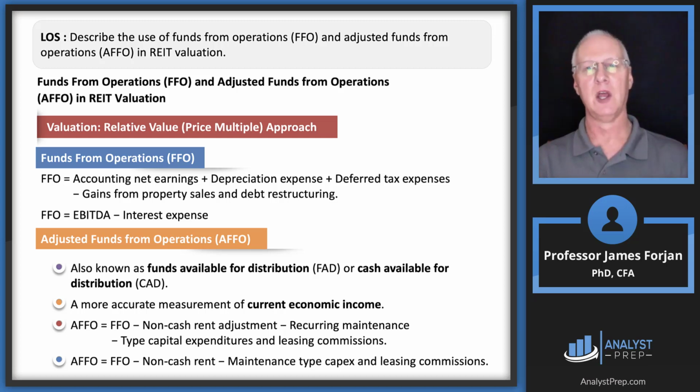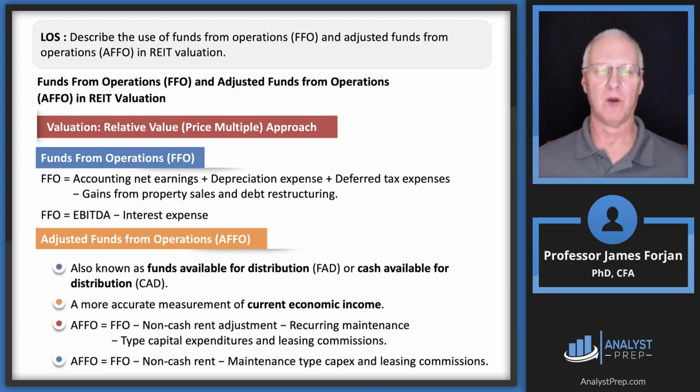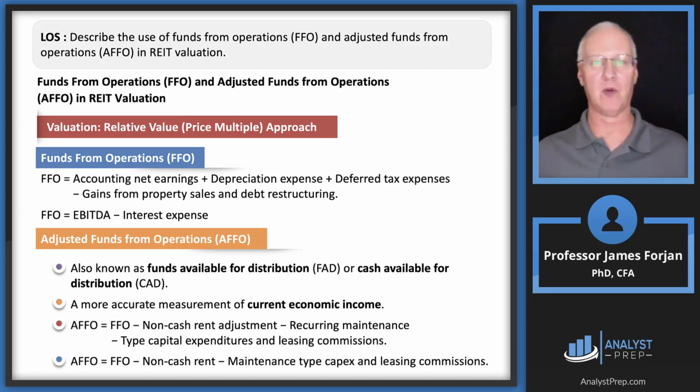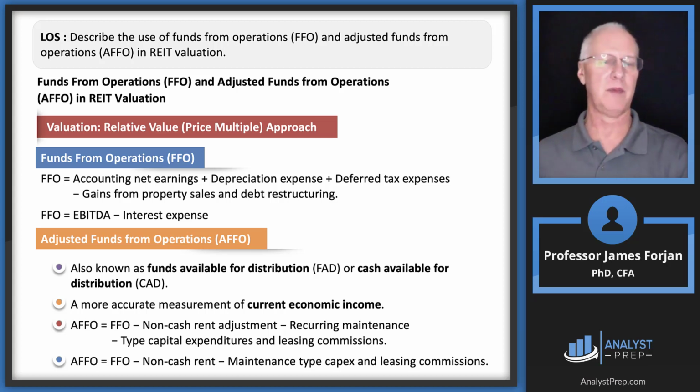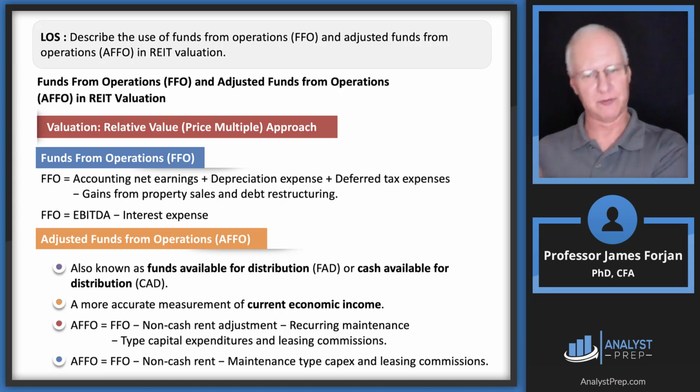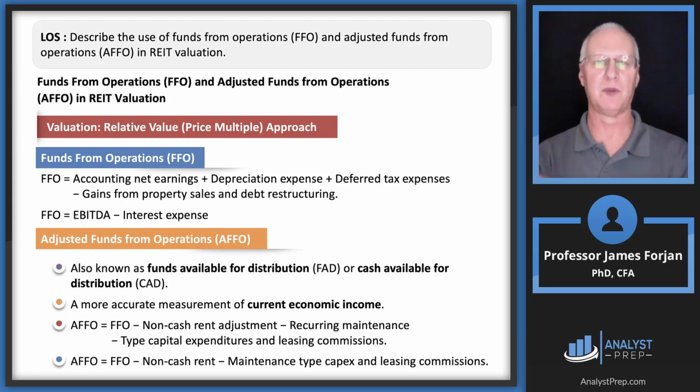What I just said, we want to make sure that we're looking at cash, and then we want to make sure that we're evaluating this based on current economic income. All right, so there's our adjustments there. We're going to start with the funds from operations, and then we're going to make some adjustments, right? Non-cash rent, recurring maintenance, and then capital expenditures. And so those are all similar to what we did back in net income, to operating cash flow, to free cash flow. But once again, they're unique and specific to the real estate environment.